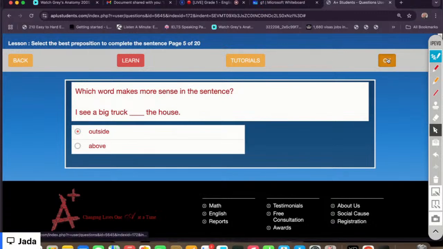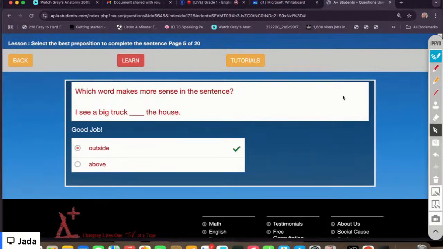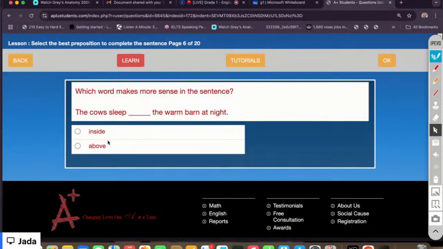So outside. Okay. So we also have the cows sleep dash the warm barn at night. So is it above or inside? If you're saying above, it's like up on top of something. But if you say inside, that means they slept inside. So the warm barn at night.